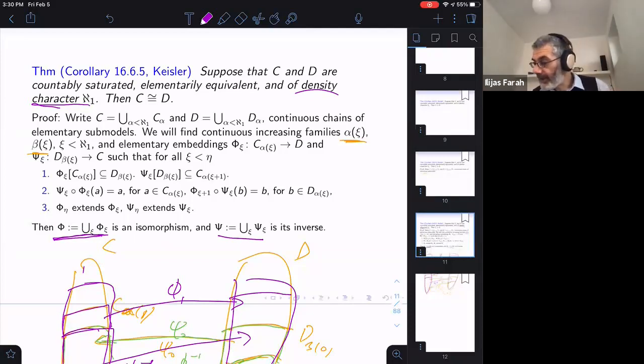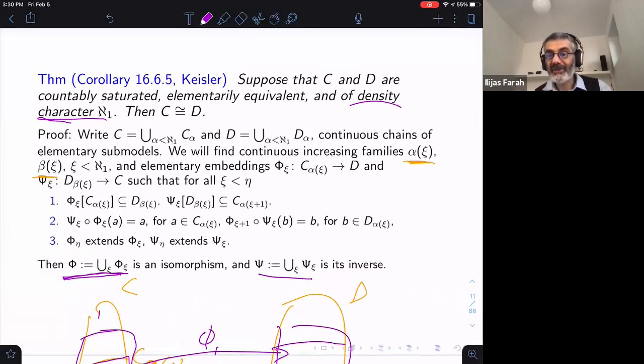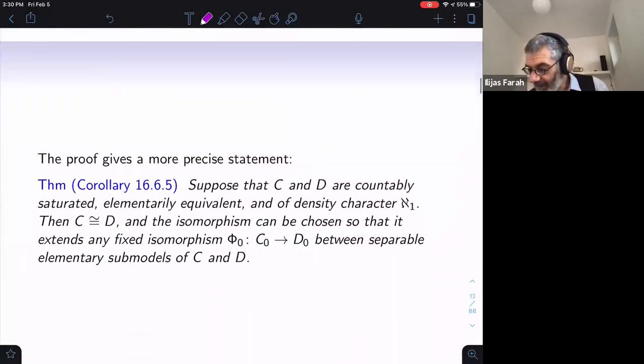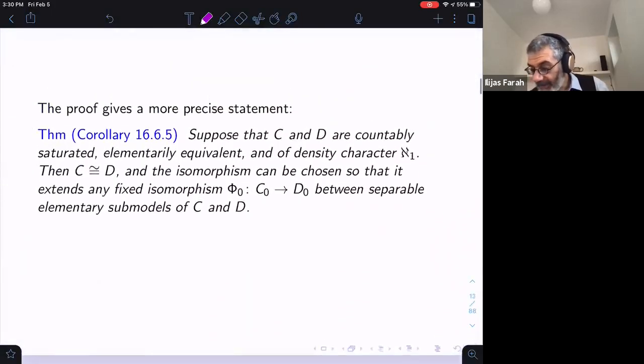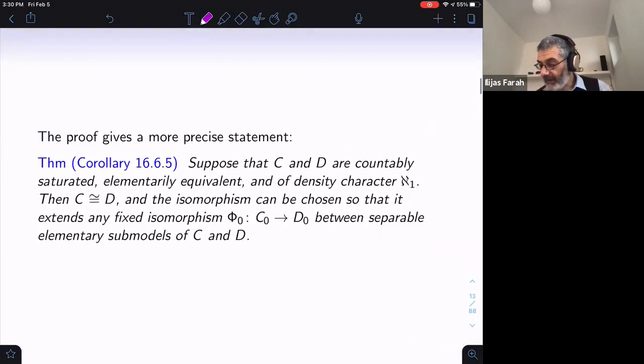Okay, so that is Tiesler's theorem. Any questions? Now we can move on to corollaries. Right, so first remark is that we actually proved a slightly more precise statement.